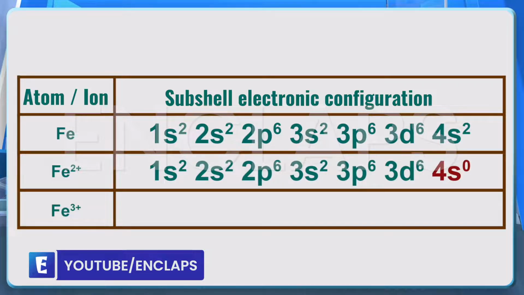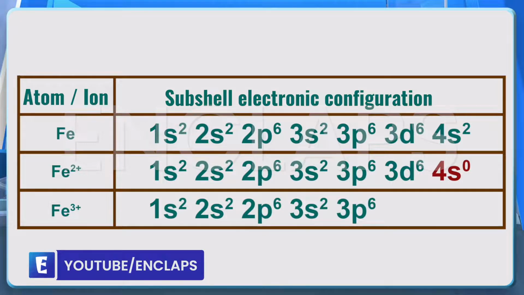Now I am going to write the subshell electronic configuration of Fe3+. Fe3+ means 3 electrons have to be removed from Fe. So, from where do we have to remove these 3 electrons? 2 electrons are removed from the outermost 4s subshell and the remaining 1 electron is removed from the preceding 3d subshell. Therefore, the subshell electronic configuration of Fe3+ can be written as 1s2, 2s2, 2p6, 3s2, 3p6, 3d5.